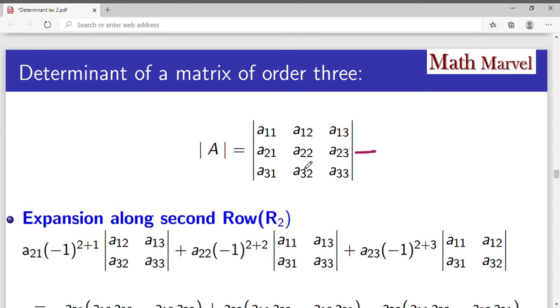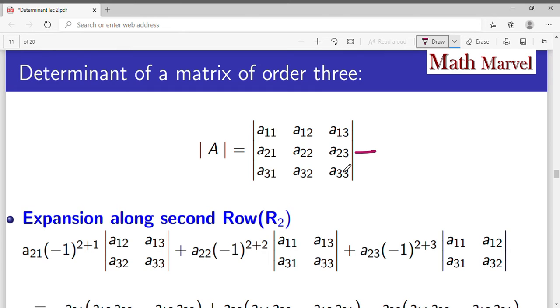Now consider the second element of the second row, a22, minus 1 raised to 2 plus 2. This element is from this column and this row, so hide that row and column and write the remaining elements in the determinant: a11 a13 a31 a33. Plus, now the third element, a23, minus 1 raised to 2 plus 3. Again hide its row and column and write the remaining elements: a11 a12 and a31 a32.